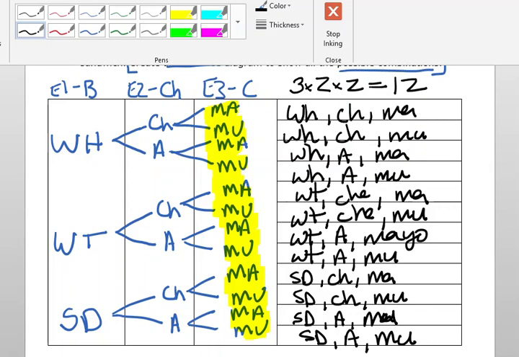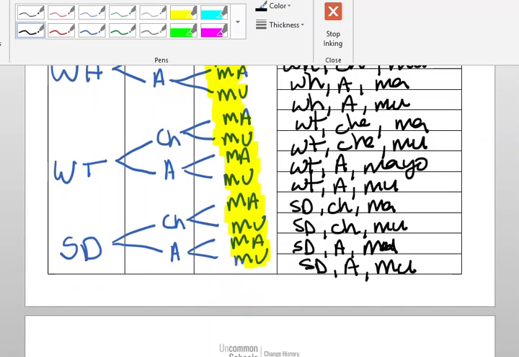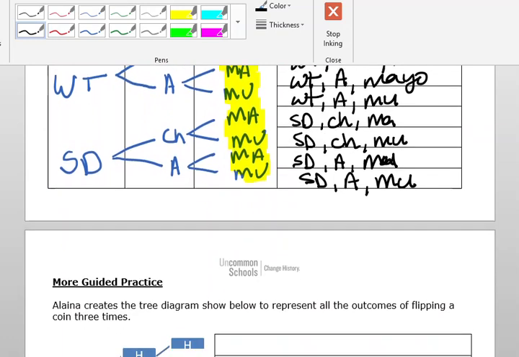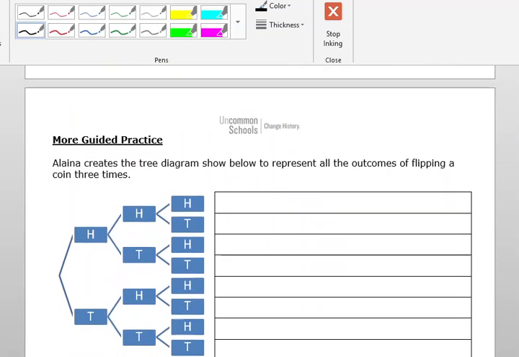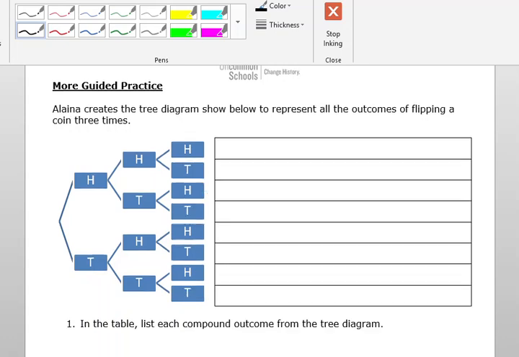I've got my outcomes. I've tested to make sure that this follows along with the product rule, and it does. And now we can move on. Make sure you have these notes. All right, we have more guided practice, which is always super helpful.